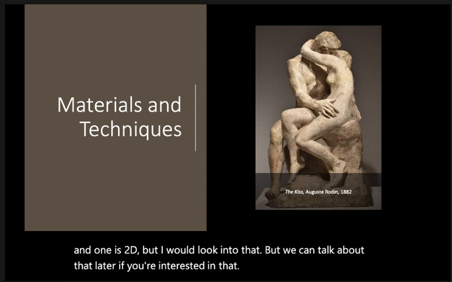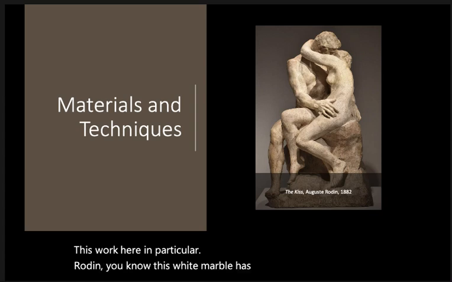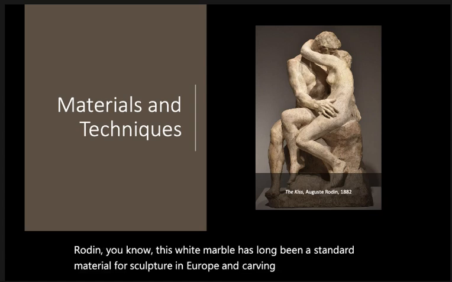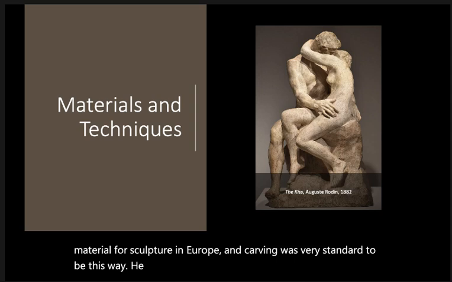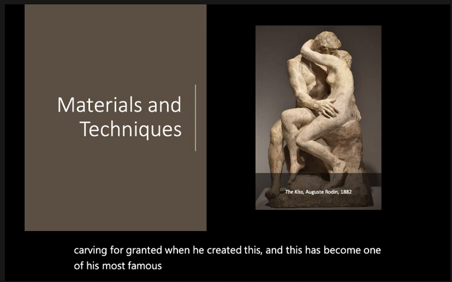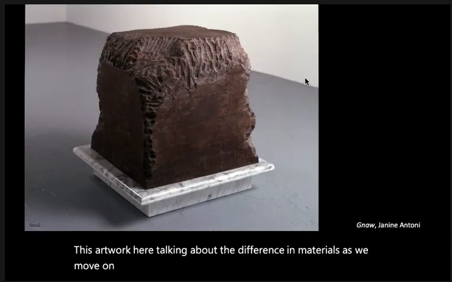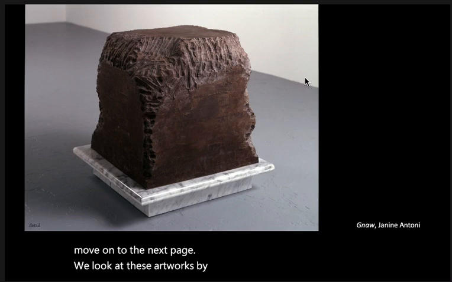So this work here, in particular, by Rodin, this white marble has long been a standard material for sculpture in Europe, and carving was very standard to be this way. He took this white marble and the technique of carving for granted when he created this, and this has become one of his most famous works. Talking about the difference in materials, as we move on to the next page, we look at these artworks by Janine Antoni that are called Na.